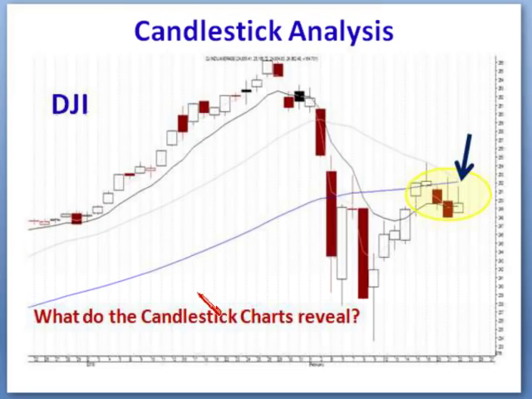So, first of all, candlestick analysis gives us information much more than just the numeric numbers on any stock chart.